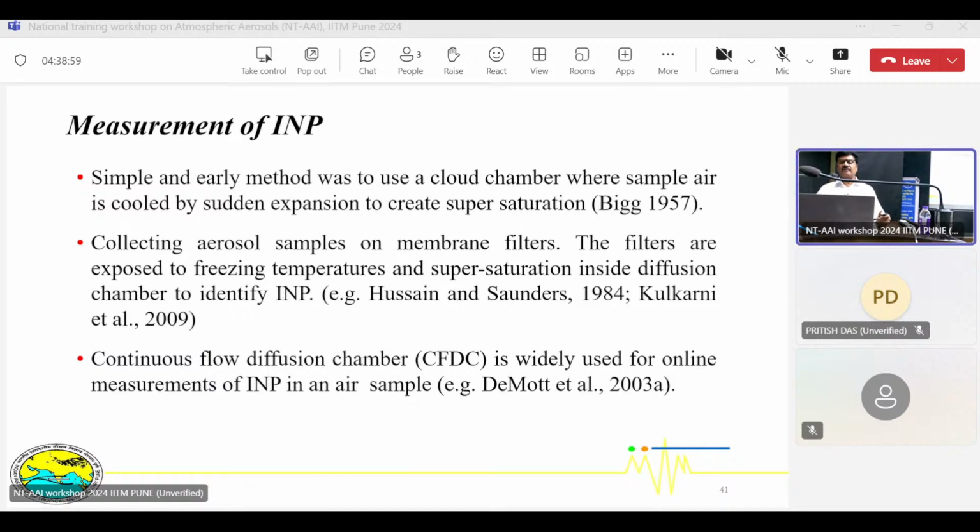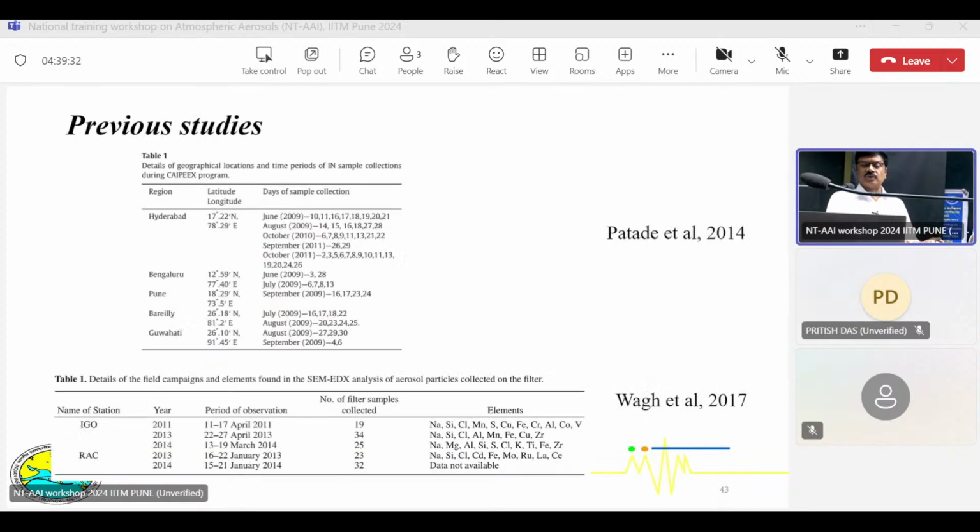The early methods are where the sample air is cooled by sudden expansion to create supersaturation. That's how in cloud chambers they started measuring the ice nucleating particles. Later they used to collect aerosol samples on membrane filters. Then the filters are exposed to freezing temperatures and supersaturation inside a diffusion chamber to identify ice nucleating particles. Recently the continuous flow diffusion chamber is widely used, which you will be seeing tomorrow. These are some of the previous studies, mainly from offline sampling.